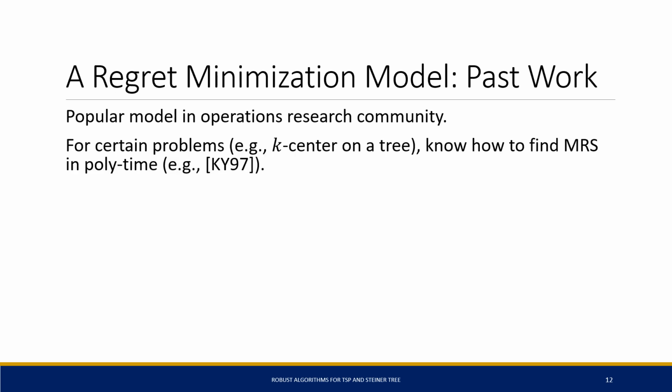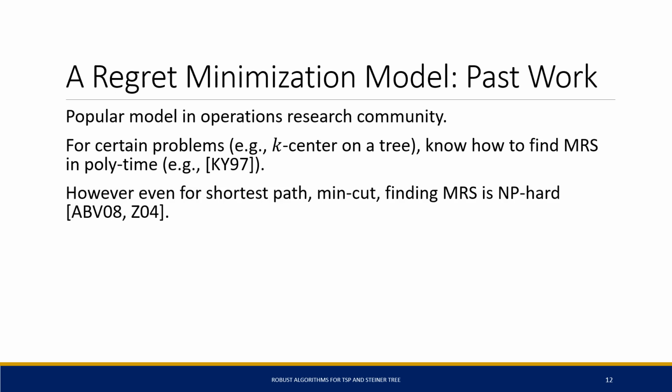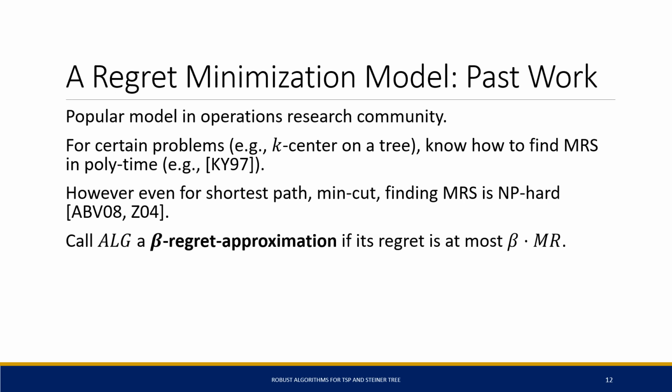So for example, there are certain problems where we do know how to find the minimum regret solution in polynomial time, such as k-center on a tree. However, even for other problems like shortest path and min cut, which we think of in the classical setting as being very easy problems, finding the minimum regret solution is actually NP hard. So to get around this, we can define a notion of approximation algorithms for this model, where we call a solution alg a beta regret approximation if its regret is at most beta times the minimum regret, rather than just the minimum regret.